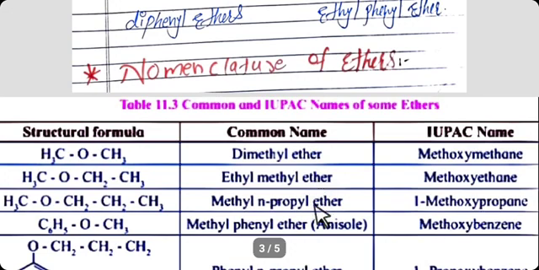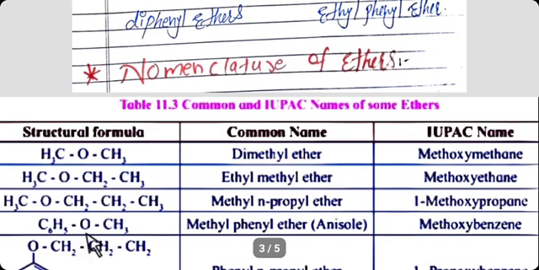Third example, it is also a mixed ether. On one side a methyl group is there and on the other side a propyl group is there, but it is not isopropyl. It is a longest chain, a simple normal chain, so it is N-propyl. So alphabetically the name of the ether is methyl N-propyl ether.